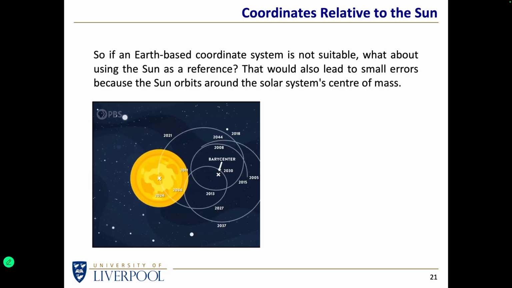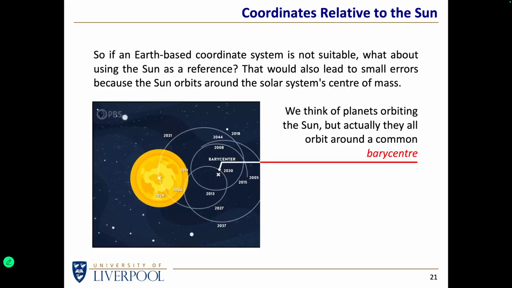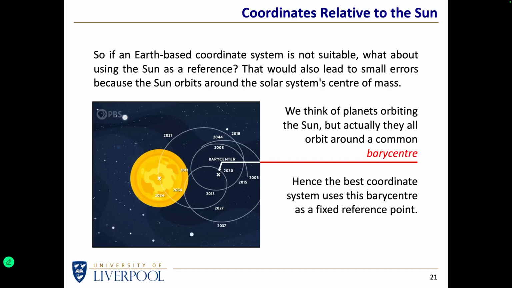We tend to think of the planets going round the Sun. That's what we usually say. But actually, all of the planets, all of the objects in the solar system, including the Sun itself, actually orbit around the centre of mass of the solar system, called the barycenter. Hence, the best coordinate system to use uses this barycenter as a fixed reference point. Then we don't have to worry. We can calculate how the Earth moves relative to that barycenter, and hence we can work out where the stars are with that as a fixed reference point.